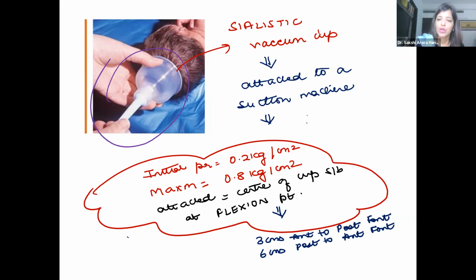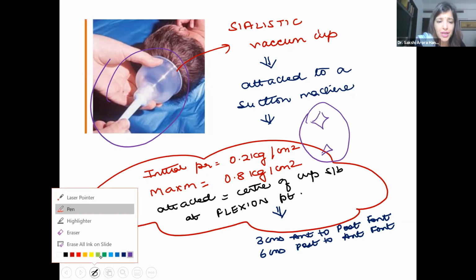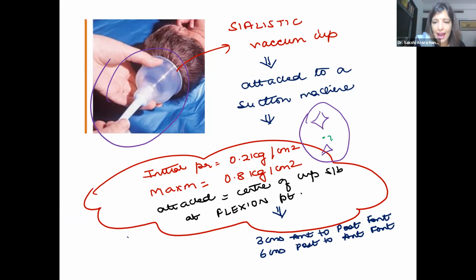Now, they can ask you, what is the flexion point? The flexion point is a point which lies 3 centimeters anterior to the posterior fontanelle and 6 centimeters posterior to the anterior fontanelle, right? This point over here is called the flexion point. The center of the cup should lie at the flexion point, right?